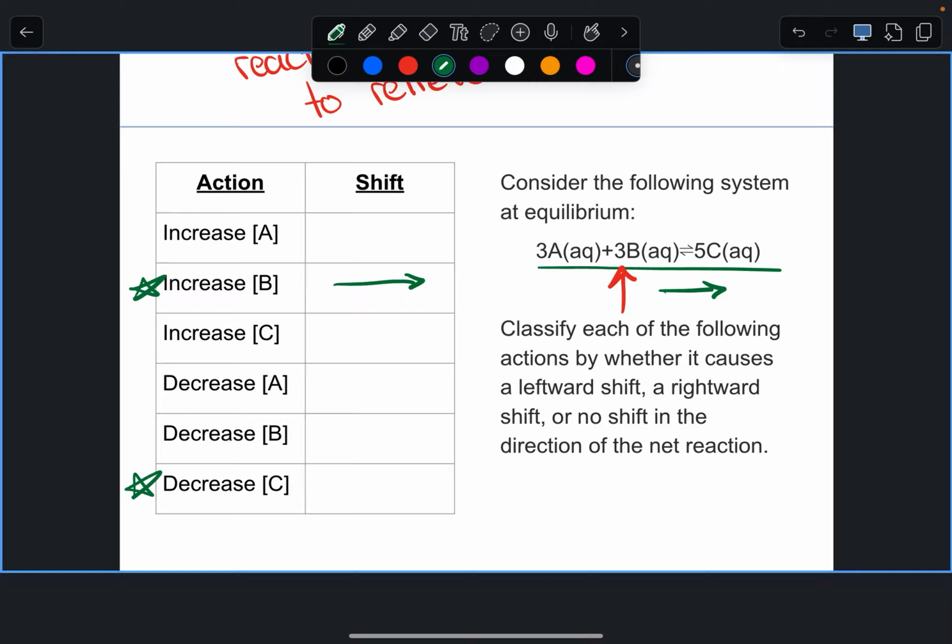Okay, what about decreasing C? I'm going to erase this. So the stress now is I remove some of the C. This is actually a really common way to get more product out of a chemical reaction. So let's say the balance point is reactant favored, but the whole point of you doing this chemical reaction is that you want C. So maybe you're synthesizing a drug, and you need to put that drug into a pill and sell it, right? You want to get as much C as possible.